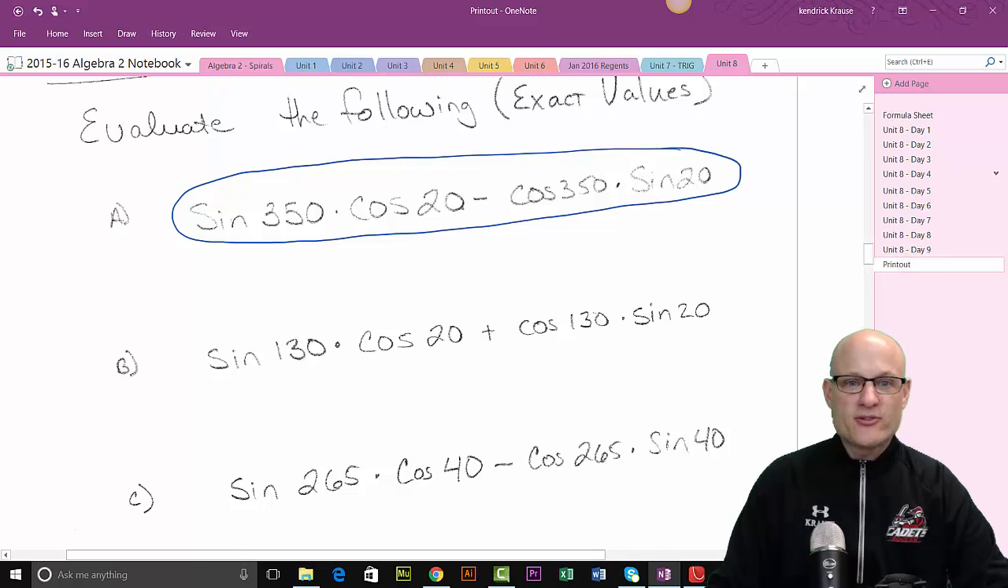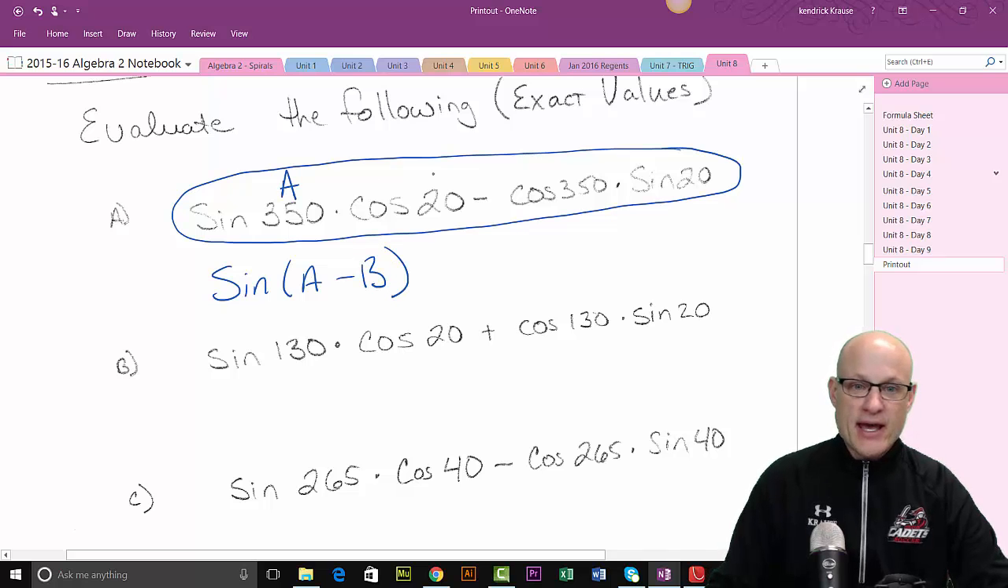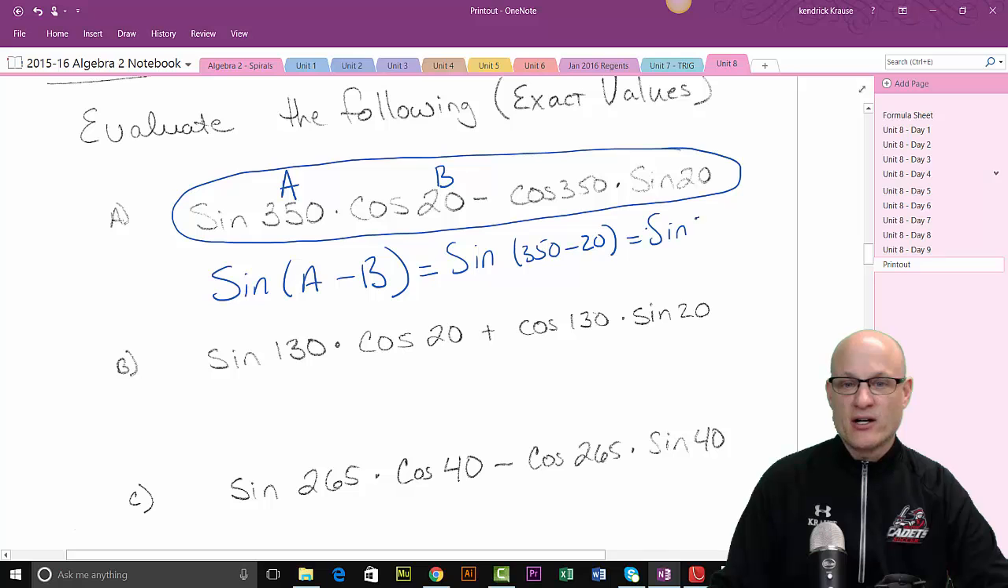Oh yeah, that's just the sine of A minus B formula, where this is A and this is B. Well, that's really just sine then of 350 minus 20. Well, 350 minus 20 is really the sine of 330 degrees. And that's pretty easy to figure out, the sine of 330 degrees.